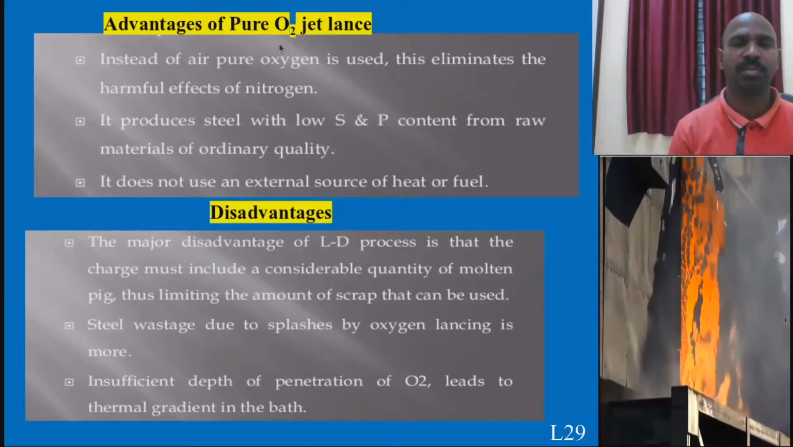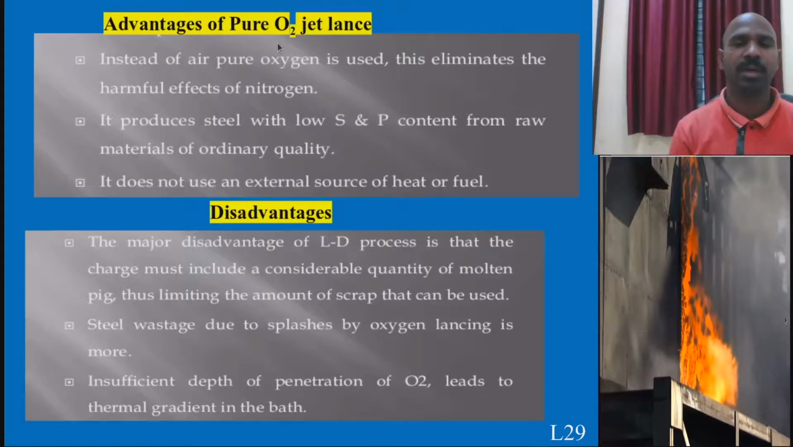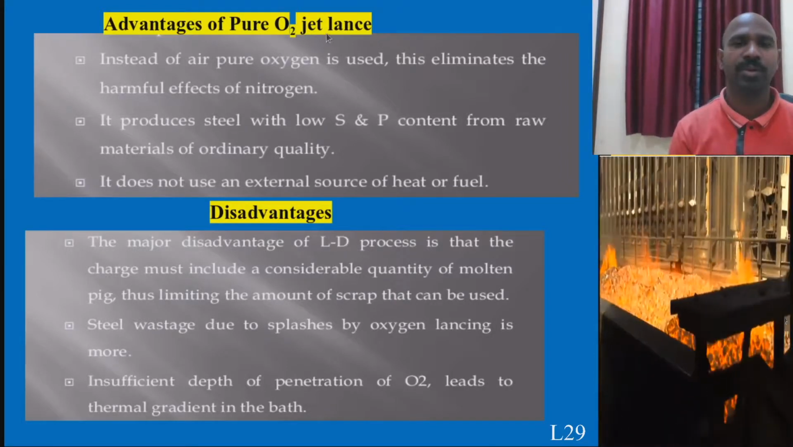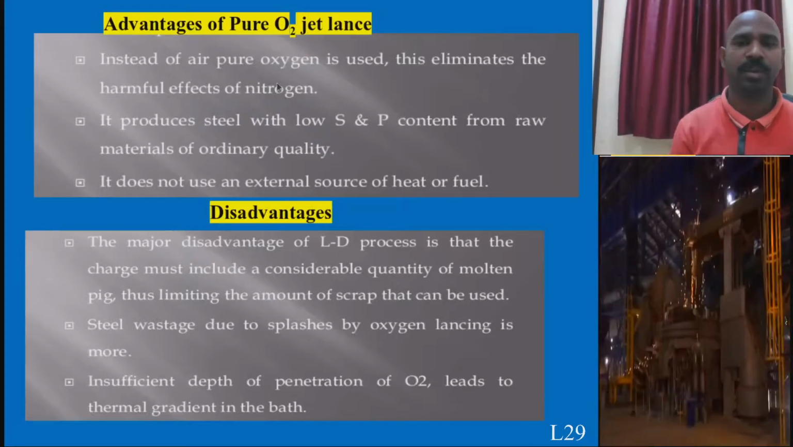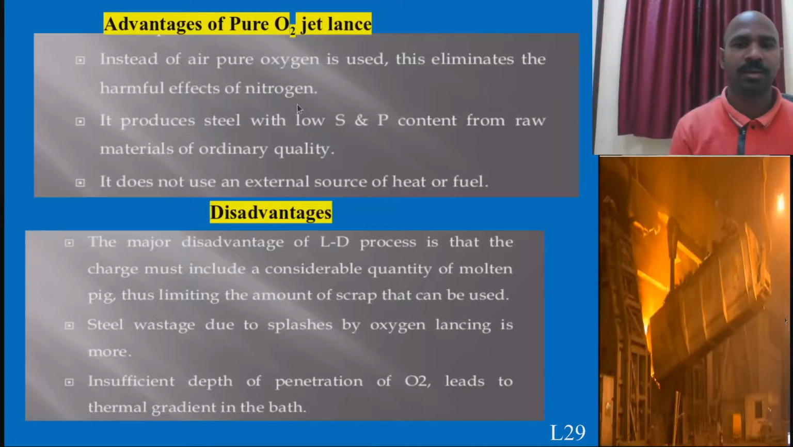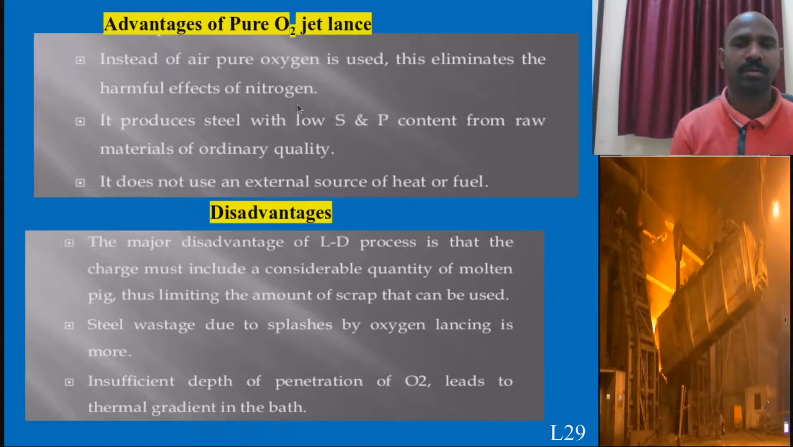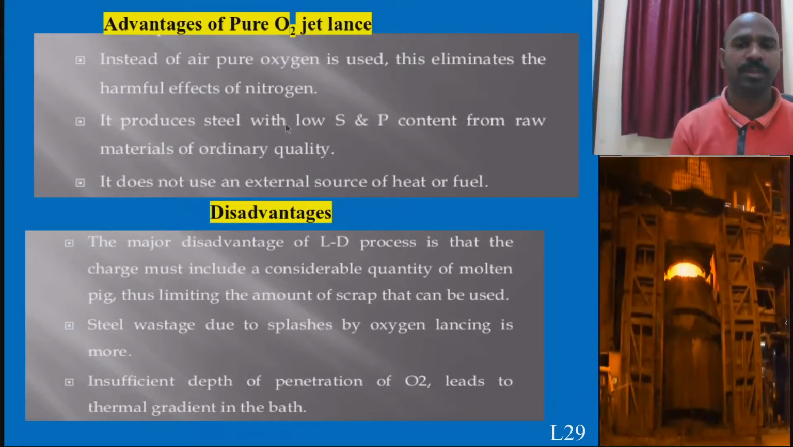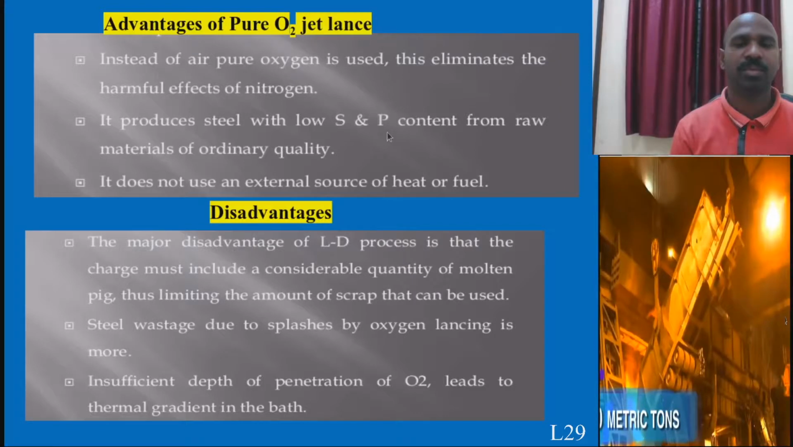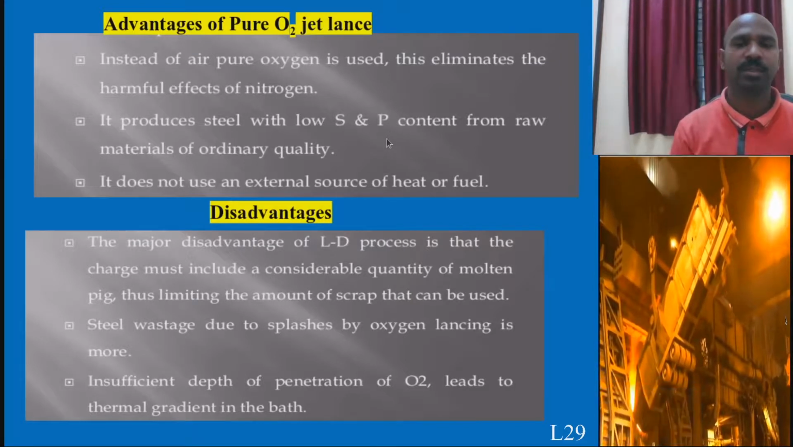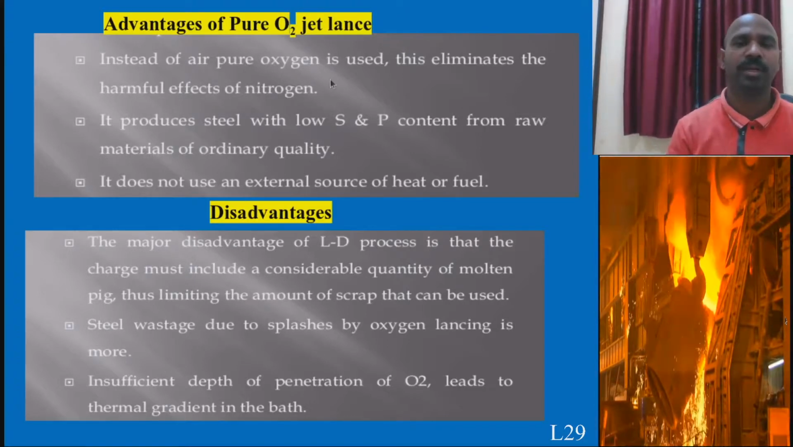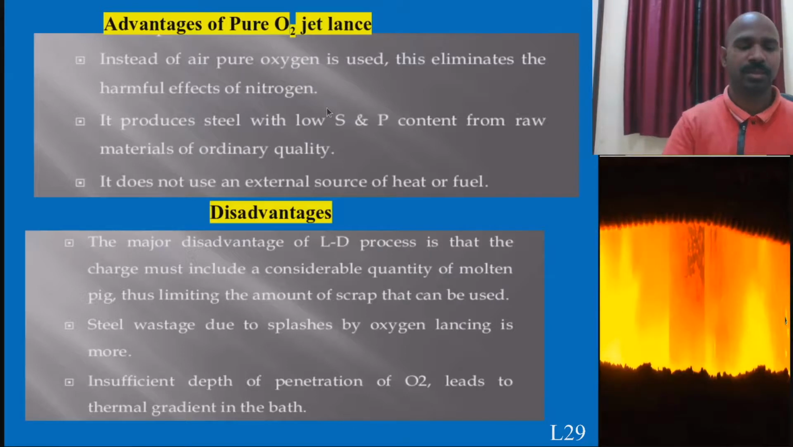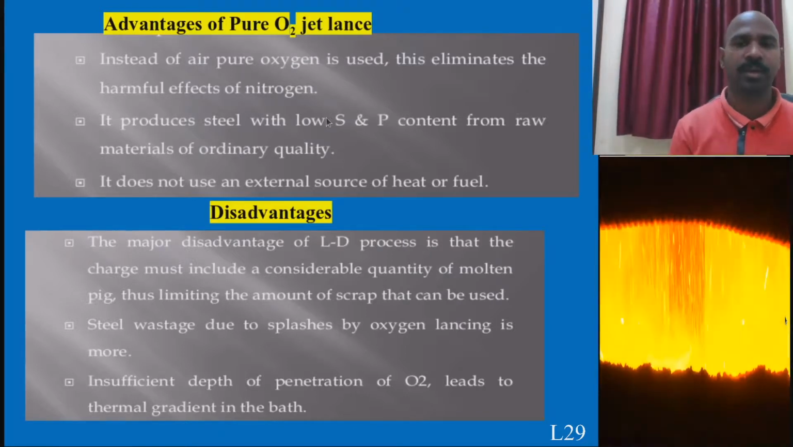These are the advantages. Why we prefer a pure oxygen jet is that if you use air, there will be many impurities with harmful effects, such as nitrogen, which makes the steel hard and brittle. If you use pure oxygen, sulfur and phosphorus can be brought down to very low levels. And you need no external source of heat. If you use oxygen, only a mechanical motor is needed to supply the jet.